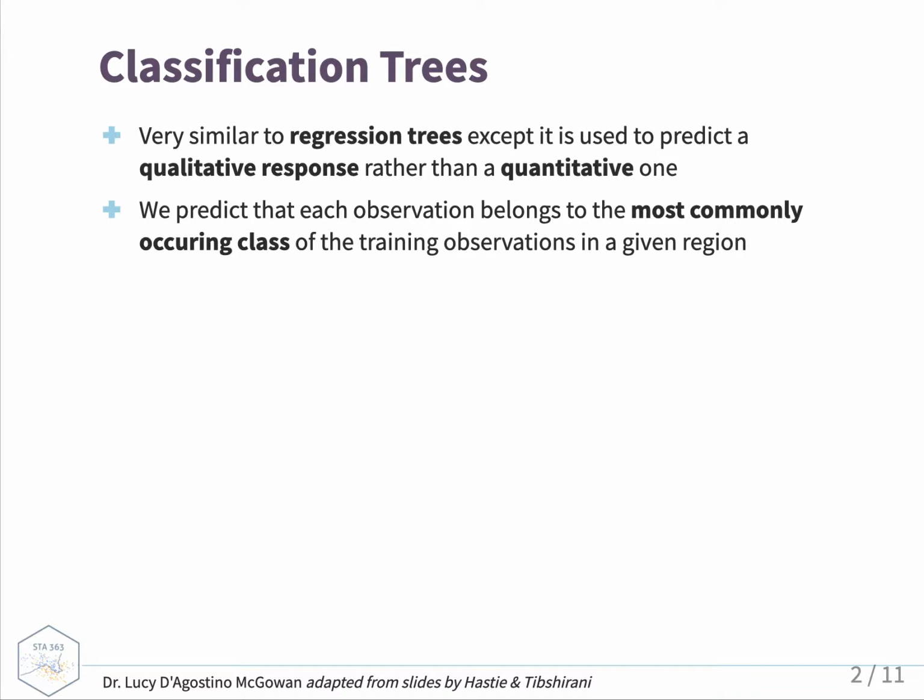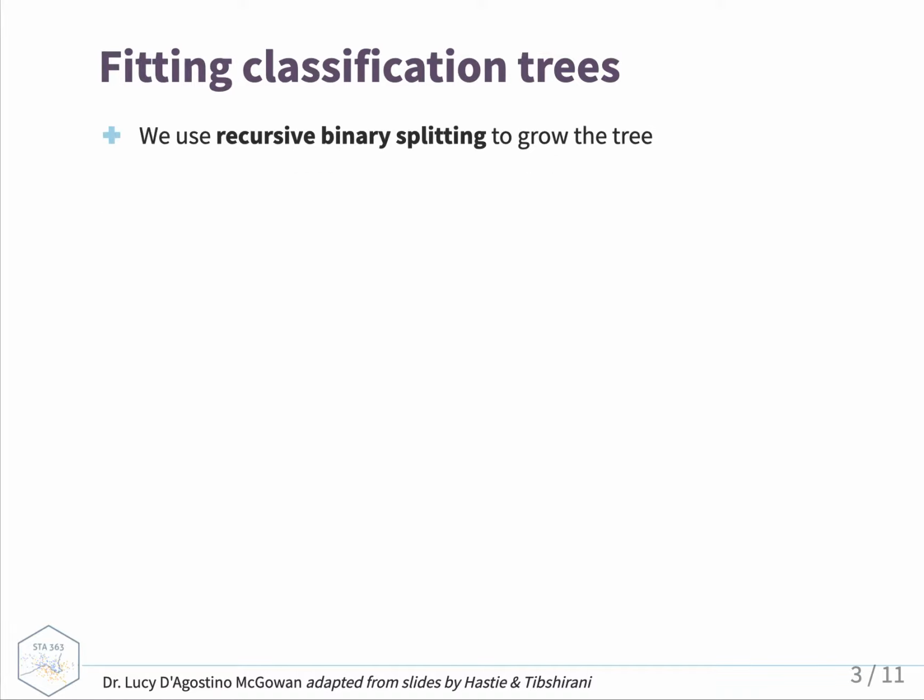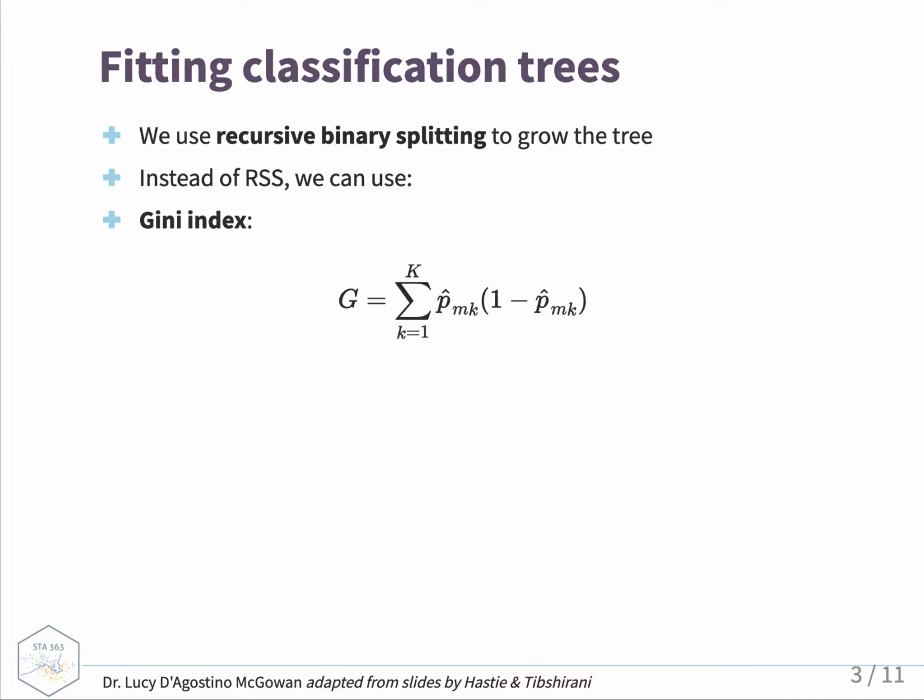You fit this tree, and then if you got a new observation, you would say that it belongs to the most commonly occurring class of the training observations that match that region. So we use recursive binary splitting to grow the tree. And instead of residual sum of squares, we can use something known as a Gini Index. And so this is going to be the equation for that.